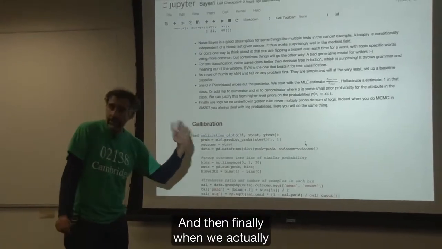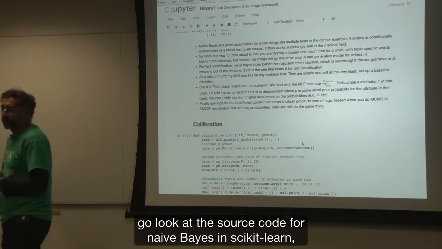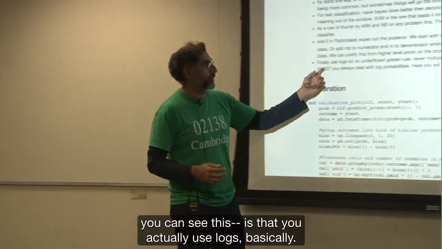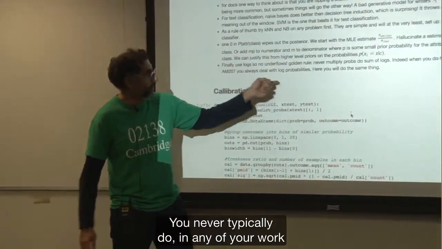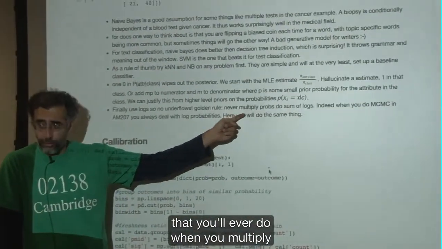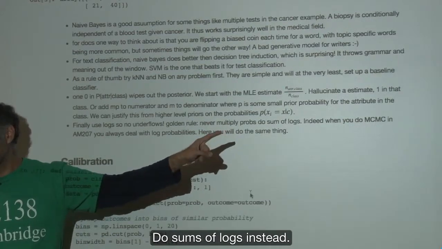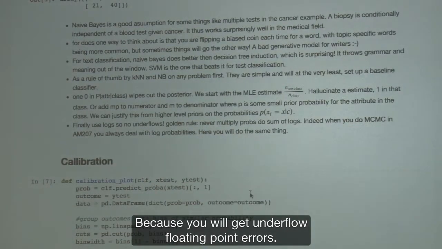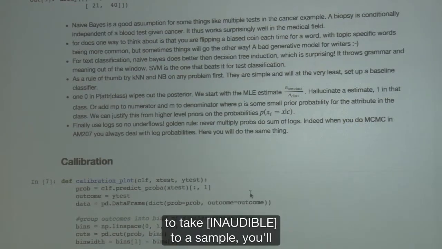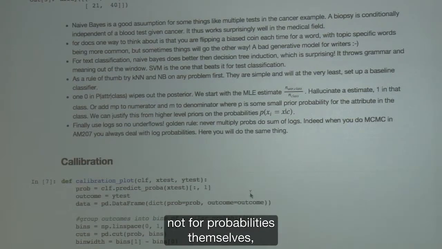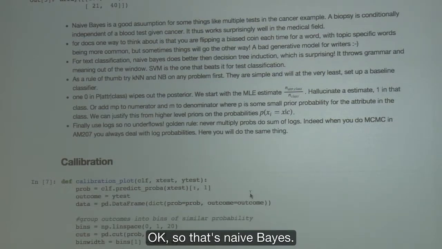Finally, when we actually do these calculations, and if you look at the source code for naive Bayes in scikit-learn, you can see that you actually use logs. In any work you'll ever do, when you multiply lots and lots of little probabilities, never do that. Do sums of logs instead, because you'll get floating point underflow errors. When you do sampling, if you take AM207, you'll have exactly the same deal. You'll sample logs of probabilities, not probabilities themselves, because of the floating point issue. Okay, so that's naive Bayes.